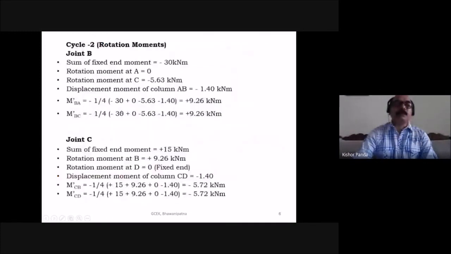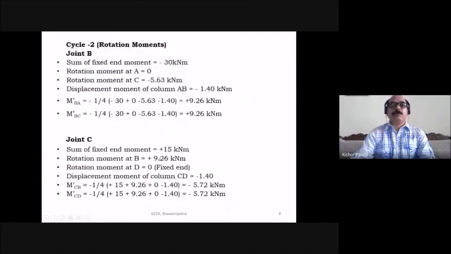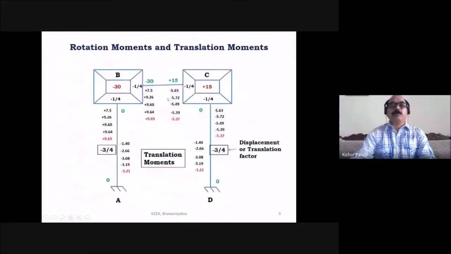M dash in the third cycle, M dash BA is your minus 1/4 of minus 30 plus 0 and minus 5.72. In the second cycle, what you got here is minus 5.72 per end. And here in translation moment, you got minus 2.66.